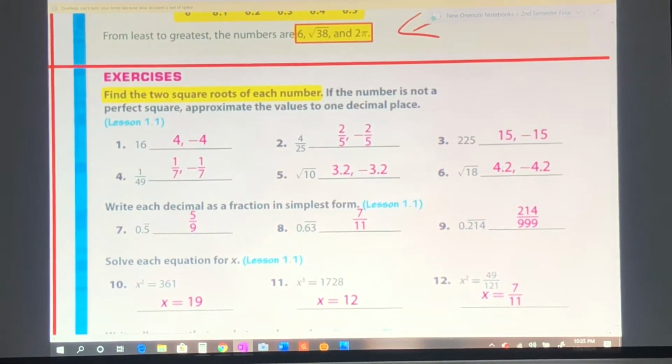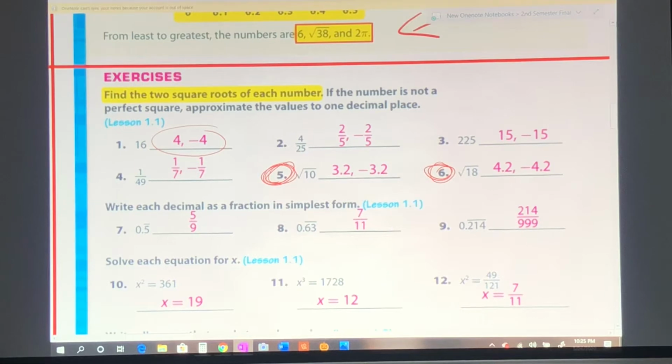There we go. Remember, I'm not going to spend all day on this because you can freeze it and go back and look at these. Remember, they're asking for the two square roots, the positive and the negative, for all of these. The square root of 10, we're gonna go look at this one right here. Square root of 18, we're gonna look at that one.